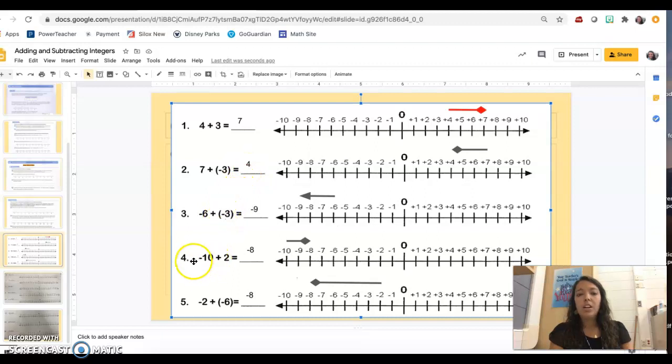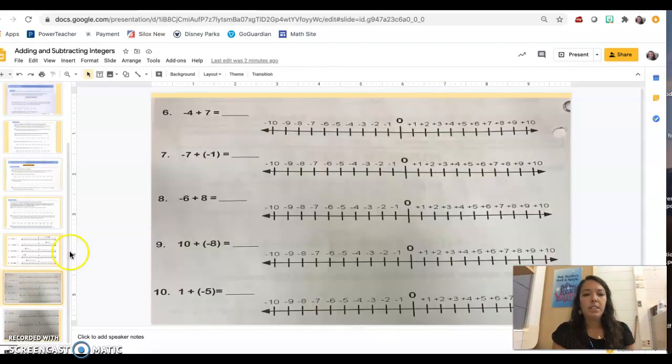On number 4, we had different signs, so we subtracted the numbers. But negative 10 is farther from 0, so we had to keep it negative. Okay? All right, let's go to the next slide. We're going to continue with this.